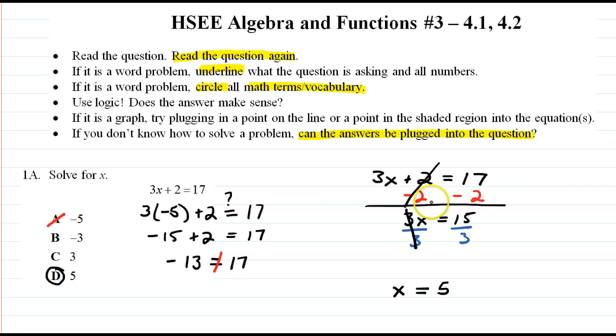So when you come to a problem like this, if you don't remember how to solve it, you can just take your answers and plug it in. So go ahead and try 1B. You're going to have the work shown to get credit. You either show the work of solving it or you show the work of plugging it in.